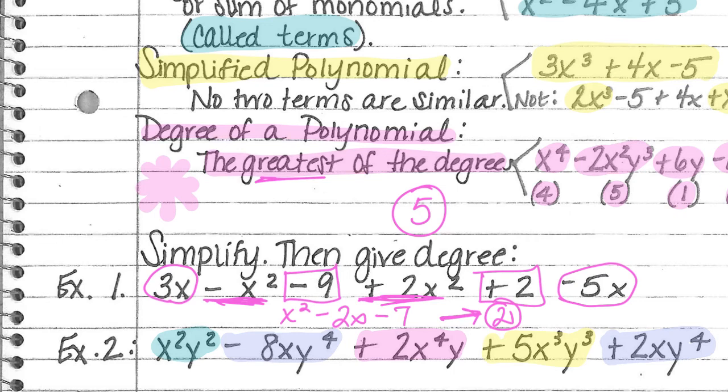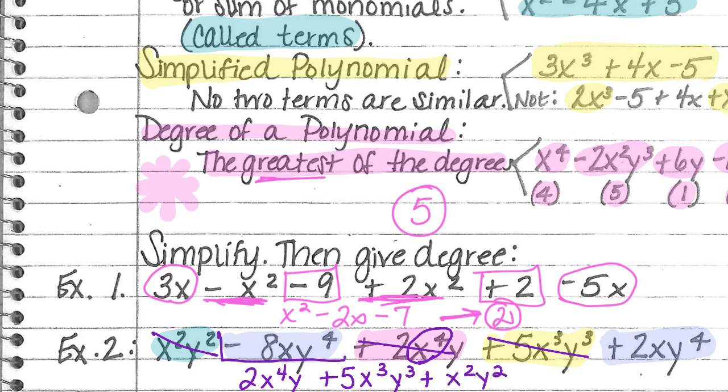So we are going to go in descending order starting with the x's. So see how this is an x to the 4th? I'm going to write this as 2x to the 4th y. And then I'm going to use the x cubes plus 5x cubed y cubed. And then it looks like I have the x squared plus x squared y squared. And the last one is a negative 8 and a positive 2, which adds up to be negative 6xy to the 4th.